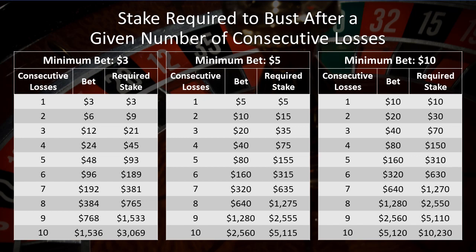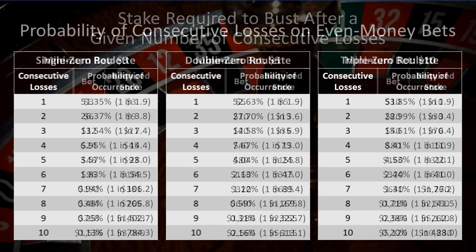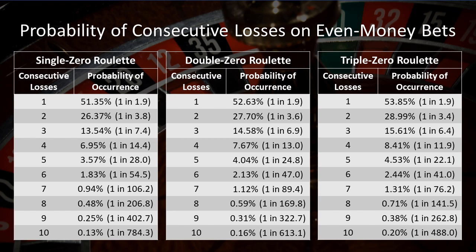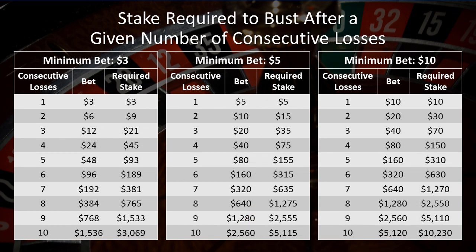Let's say, by way of example, that a player wants to be able to place 8 consecutive losing bets before busting. As we learned earlier, if the player is placing even money bets on a double-zero roulette wheel, this would give them about a 1 in 170 chance of busting on any sequence of 8 consecutive spins. If the player is placing $3 minimum bets, we can now see that they would need an initial stake of $765 to support this level of protection from busting. If the player is placing $5 minimum bets, then they would need an initial stake of $1,275, while the player would need an initial stake of $2,550 if they are placing $10 minimum bets.